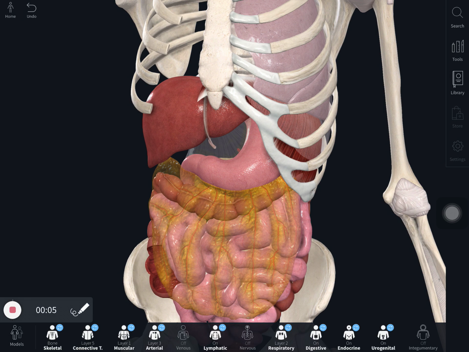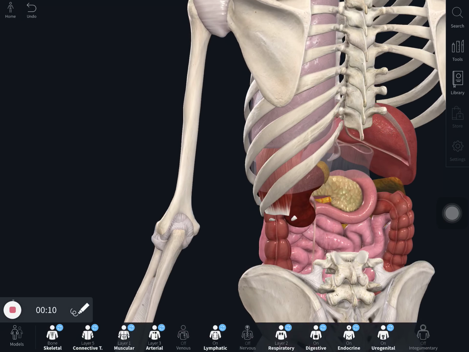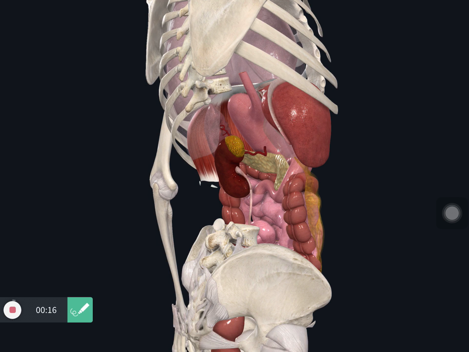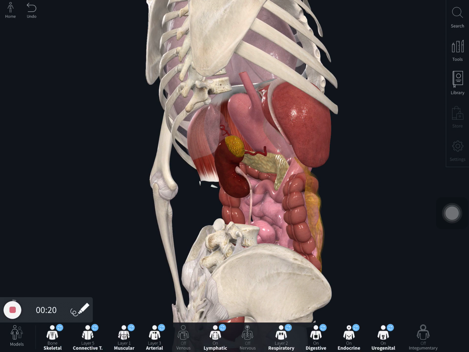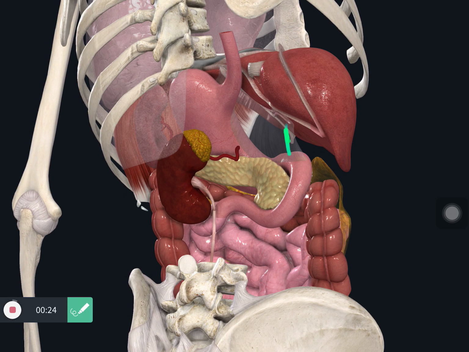Now, let's continue with the posterior relations of the stomach. The posterior relations of the stomach, we've got the lesser sac, which is somewhere here, and the opening would be between the lesser and the greater omentum here to the lesser sac, which is behind the stomach.